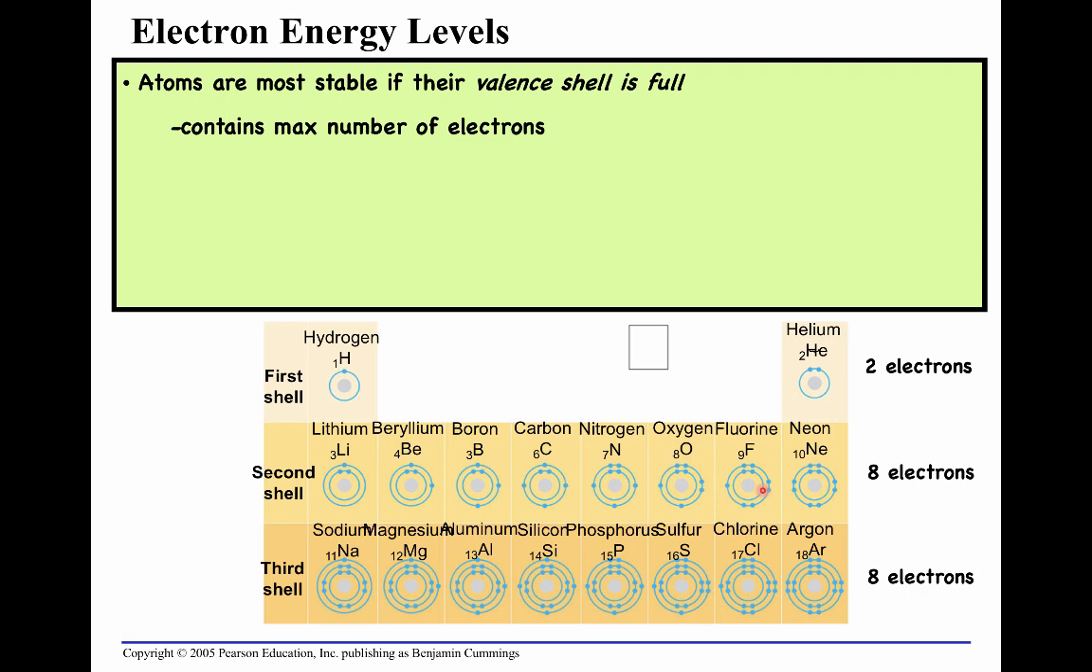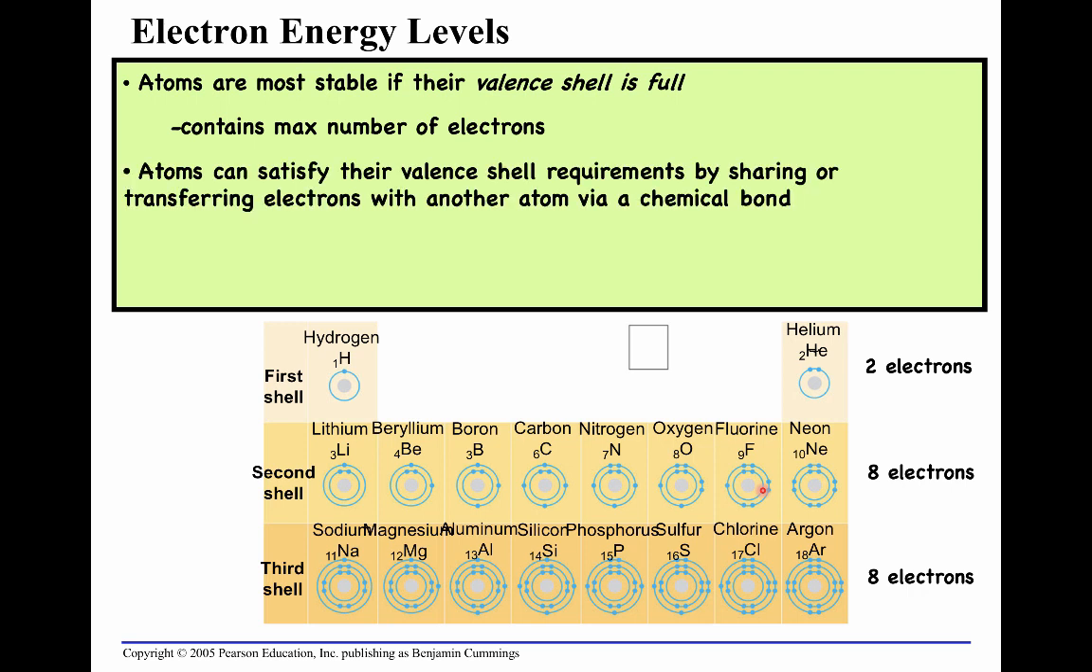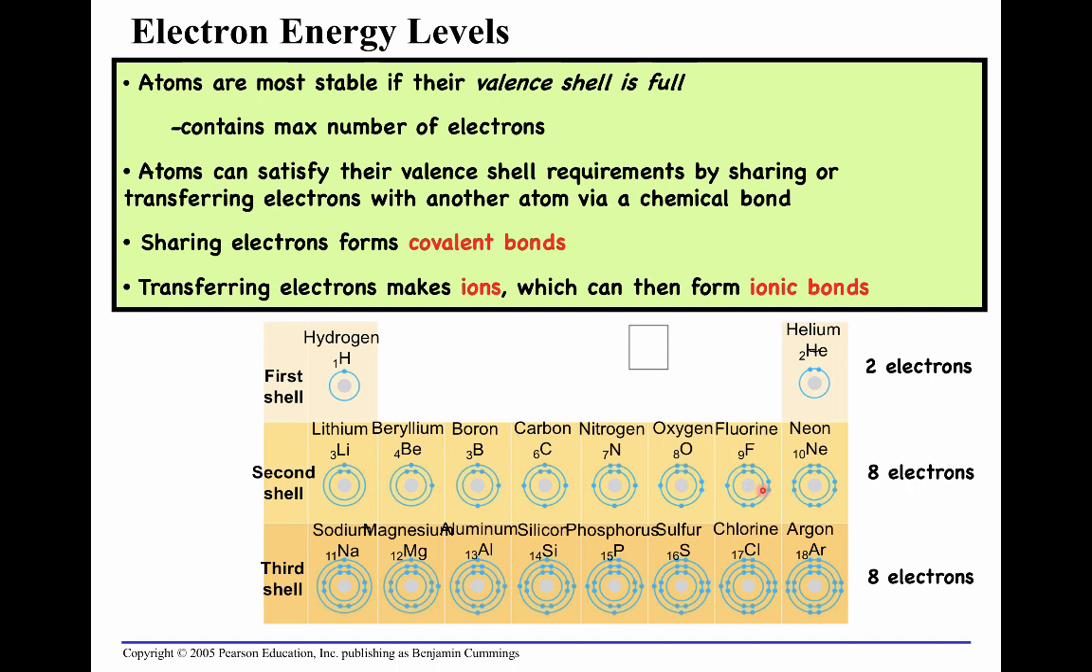Okay, so as we just said, atoms are most stable if their valence is full. They can satisfy their valence by sharing or transferring electrons with another atom via a chemical bond. So sharing of electrons forms covalent bonds. Transferring of electrons makes ions. If you take an electron away, that's going to leave that atom positively charged because the number of protons remains the same. So ions are ones that have a +1 or -1 or +2 or -2. Once ions form because they've gained or lost an electron, they can then form ionic bonds with other ions. So the negative charge and the positive charge can interact electrostatically and form bonds. But in both of these ways, you're achieving a full valence.